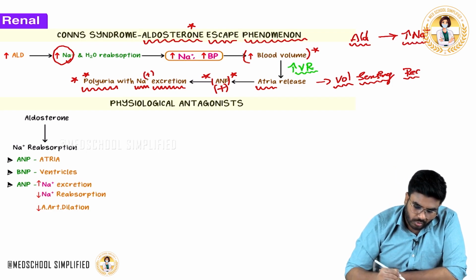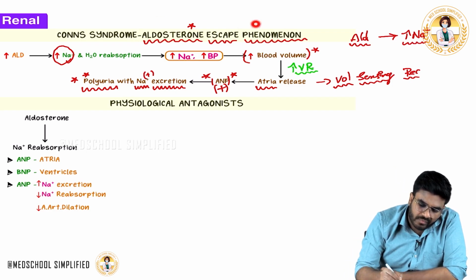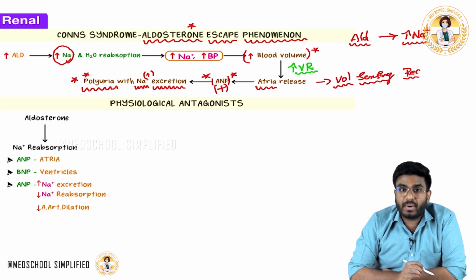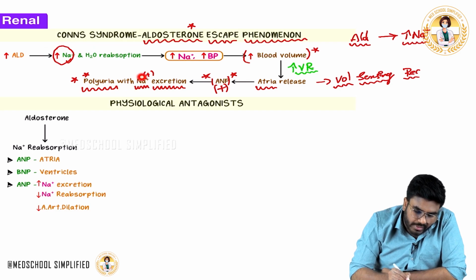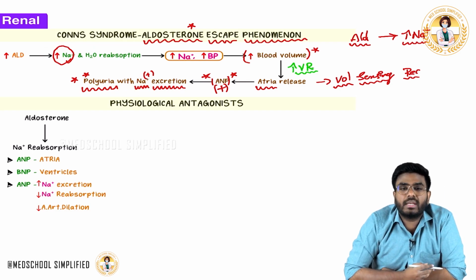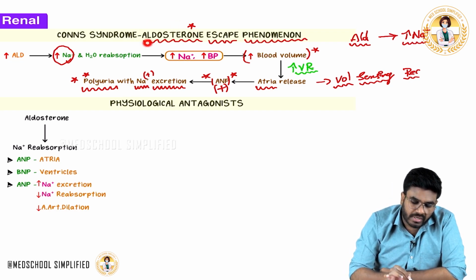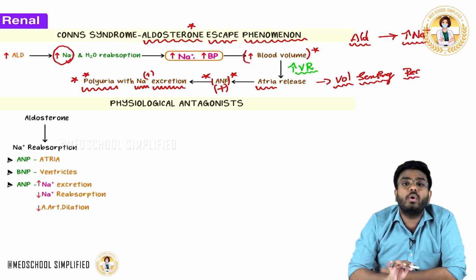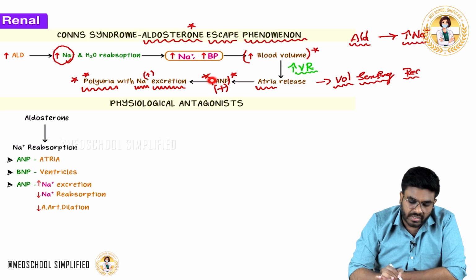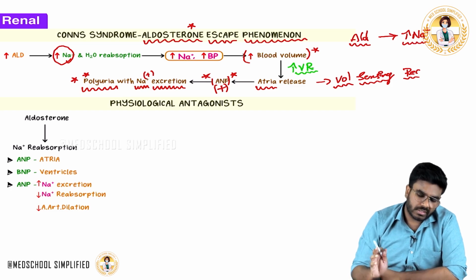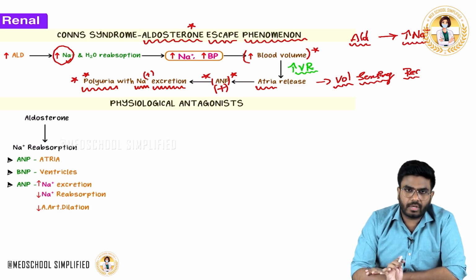So in Conn syndrome, what is happening? Aldosterone escape phenomena. Even though aldosterone is there, sodium is still excreted in the urine because of atrial natriuretic peptide. So this is the aldosterone escape phenomena. Even in the presence of aldosterone, sodium is escaping out of the body, excreting out because of the atrial natriuretic peptide.